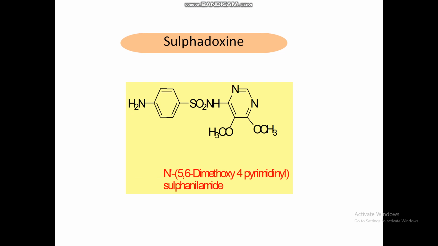Sulfadoxine is one of the antibacterial group. This is the structure of sulfadoxine, N1-5,6-dimethoxy-4-pyrimidinyl sulfanilamide. Okay, this is an antibacterial drug, but it is used as an antimalarial. Mefloquine and sulfadoxine are the miscellaneous agents in the antimalarial agents classification. It is used in combination with pyrimethamine.